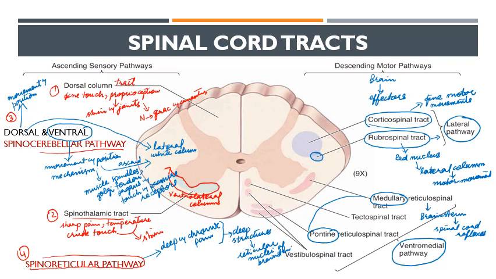Then is the tectospinal tract. As the name indicates, it arises from the tectum of the midbrain, and it controls reflex head turning. And as this arrow indicates, and as the name ventromedial pathway indicates, it descends downward in the ventral white columns.